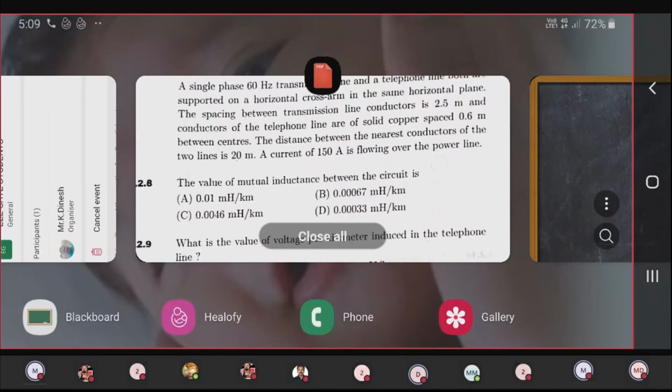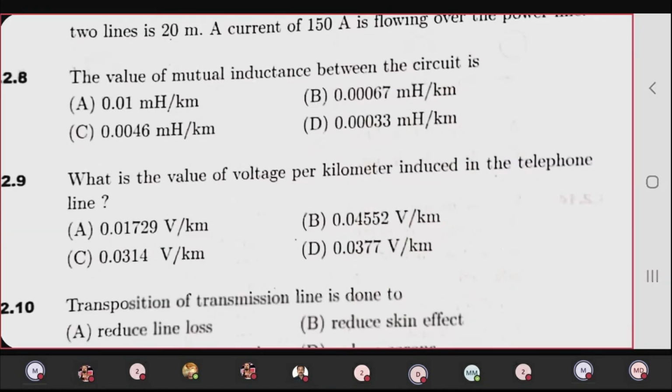The ninth question. What is the value of voltage per kilometer induced in the telephone line? Option A is 0.01729, option B 0.04552 volt per kilometer, option C 0.0314 volt per kilometer, and option D 0.0377 volt per kilometer. We have to pick the right one.